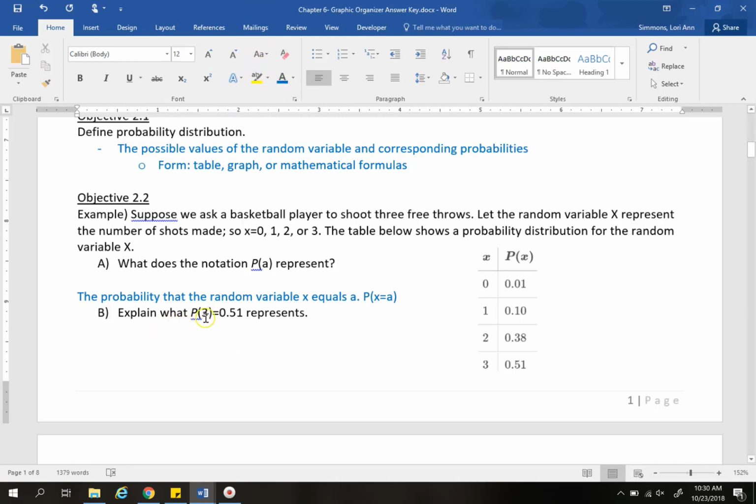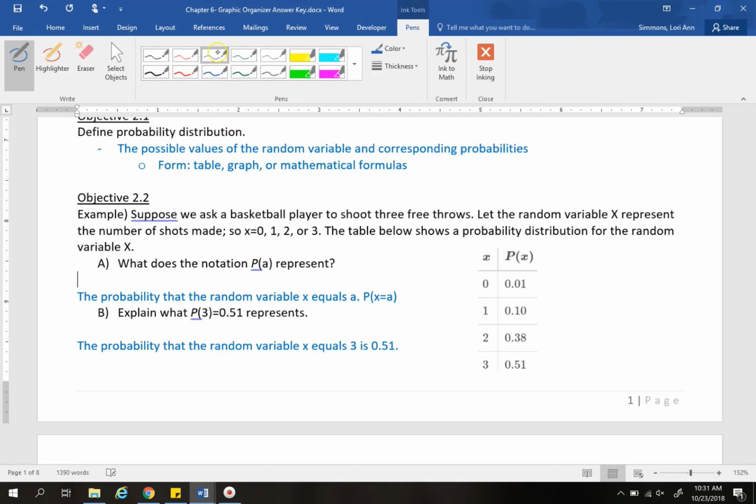So what does the probability of x equaling 3 equaling 0.51 represent? This represents the probability that the random variable x equals 3 is 0.51. And over here on the right, this is your probability distribution. We can take it one step farther and call it discrete probability distribution, which we just defined up here.